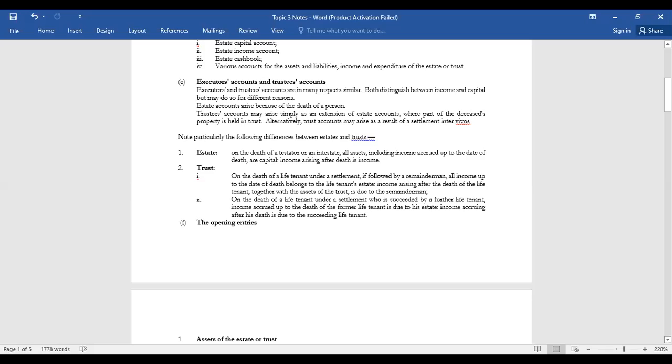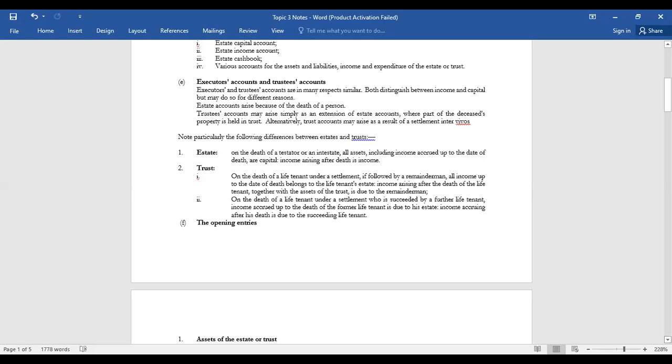So note particularly the following differences between the estate and trust, and these are the major differences. For the estate, on the death of the testator or an intestate, if there was no will, all assets, including income accrued up to the date of death, are capital. Are we there? So all the assets, including the income that was accrued, are posted as a capital item. So what comes after the death is what we realize as income.